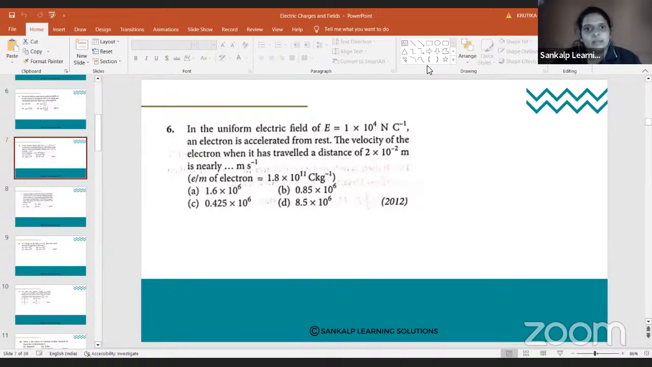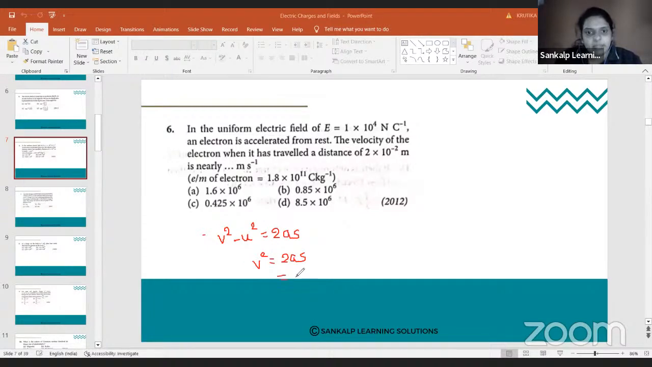Okay, same as the first question, you can proceed with this. Let's see who will get the answer here. We have the same formula. Again, we require the velocity. V square minus U square is equal to 2AS. Again, it starts from rest, so same step. V square is equal to 2AS.